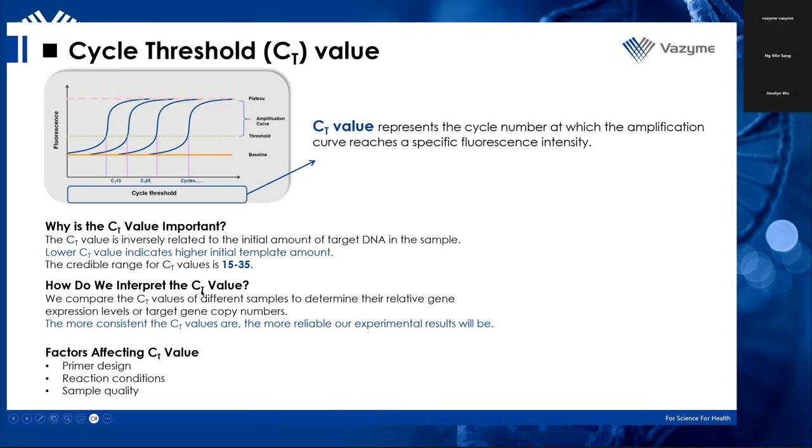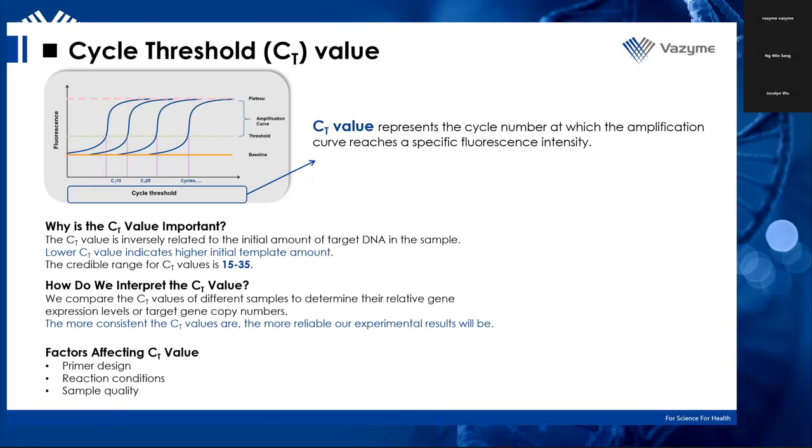But how do we interpret the CT value? This one is difficult because I cannot tell you which CT value is positive and which is negative, because the expression level of each gene, of each sample might be different. That is why we need to do controls and replicates, because each run will produce a slightly different result. It will produce an expected result, but the exact CT value will be different from run to run, from sample to sample. So we compare the CT values of different samples to determine their relative gene expression level. That's why we have to compare between different samples and between the replicates themselves. The more consistent the CT values are, the more reliable our results will be.